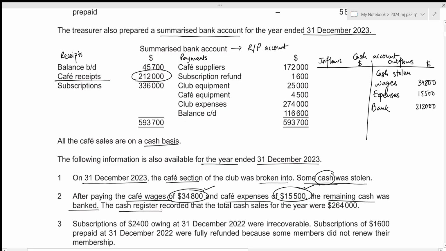Then the cash register recorded the total cash sales for the year were 264,000. Since these were cash sales, we need to record it on the debit side of our cash account because this will act as an inflow. So we have the cash sales of 264,000.